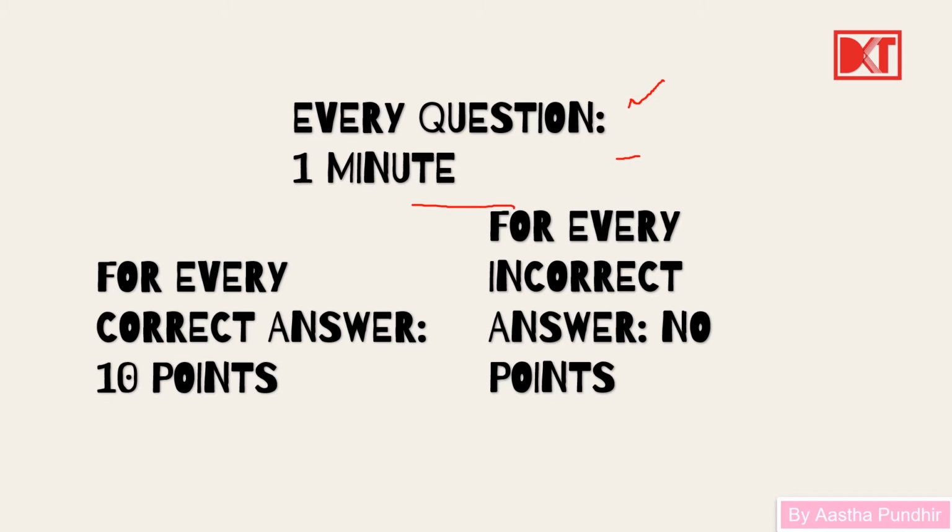Alright. Now the other students who are not able to answer the question in 1 minute, what you do, you don't skip to the answer. You pause the video and you write down your answer. It is very important to answer each and every question because there is no negative marking. Here you see, for every incorrect answer, no points, because there is no negative marking in IEO. So it is important that you attempt all the questions.